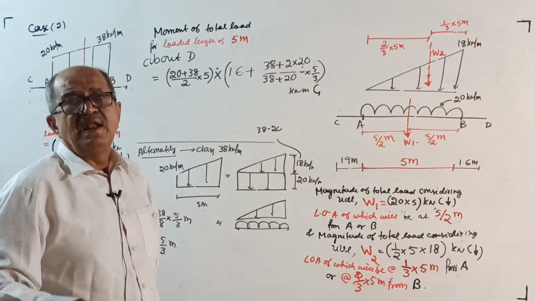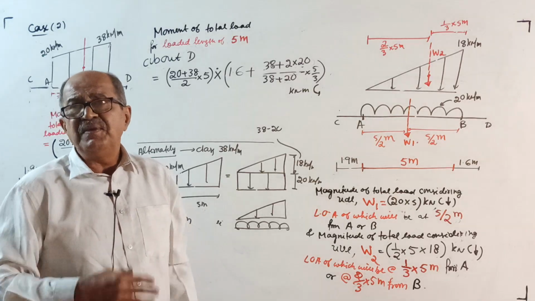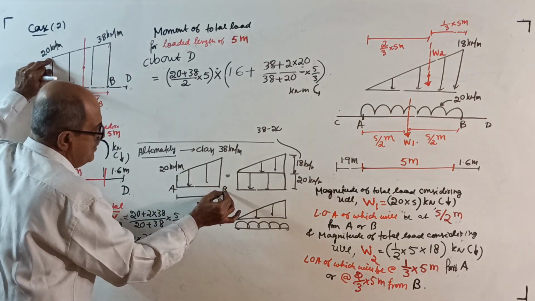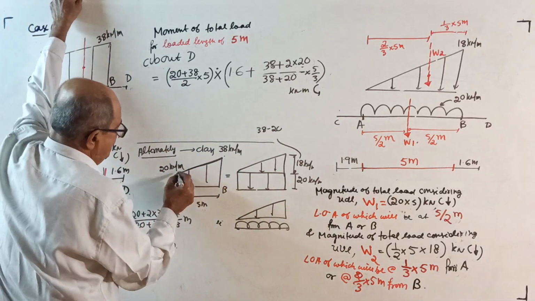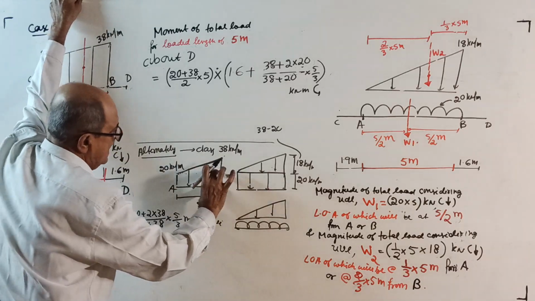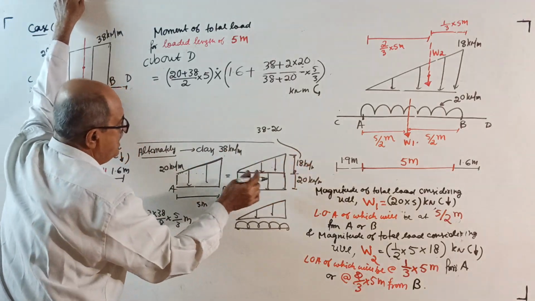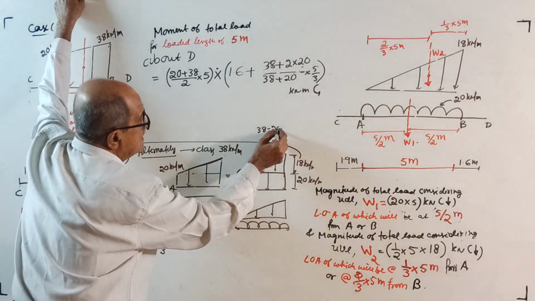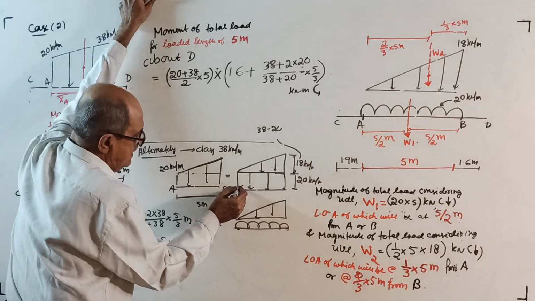Alternately, I told earlier in the class, for those who find difficulty with the trapezium: 20 kN per meter at A to B, 5 meter, 20 to 38 kN per meter. What you do is divide it into a rectangle and a triangle. So the rectangle will be 20 kN per meter. That extra triangle will be 18. How did you get 18? This is 38, this is 20, so 38 minus 20, you get 18 kN per meter. And remember, this rectangle is nothing but a UDL.